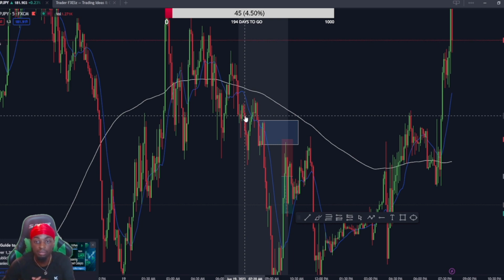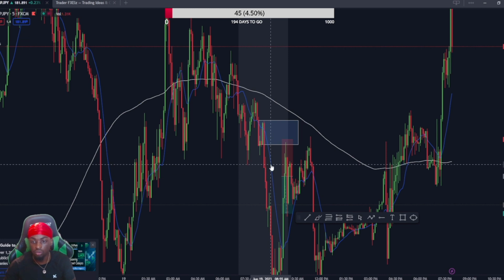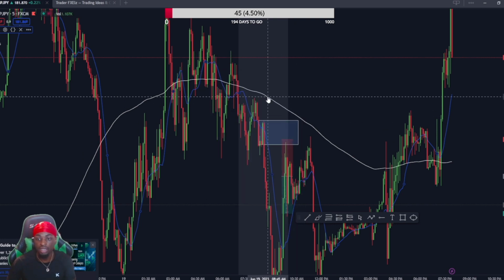I love my EMAs. This is what I use for my day-to-day trading. I also use this one to go with it. This is an EMA too, a 13 EMA. This just guides me on when to get out and shows me pullbacks and stuff like that. But my key go-to, my top confirmation, is my EMA.